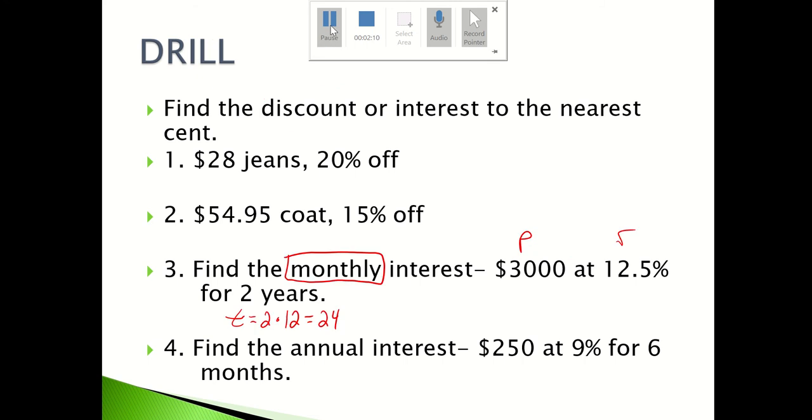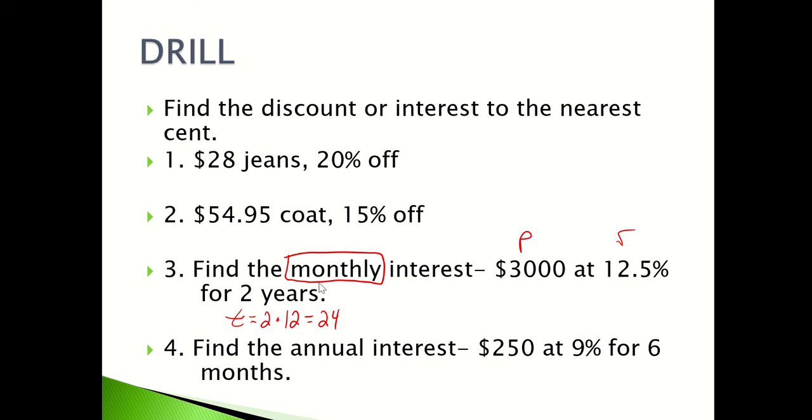All right, on the third one, there's a couple different ways to interpret it. So if you don't have exactly what I have, that does not mean you're wrong. First off, we're asked to find the monthly interest. So this did not come up much. If I remember correctly, it did not come up on the IXL, but it did come up in the video lesson that I recorded. So if you need help on the monthly interest stuff, go back and review that.